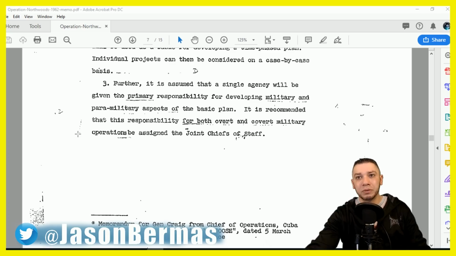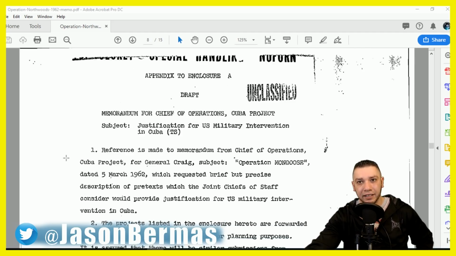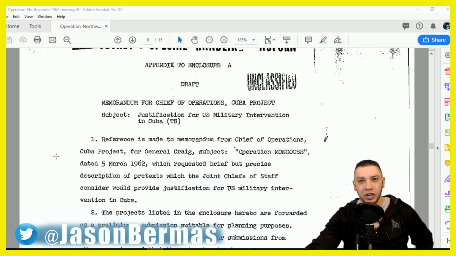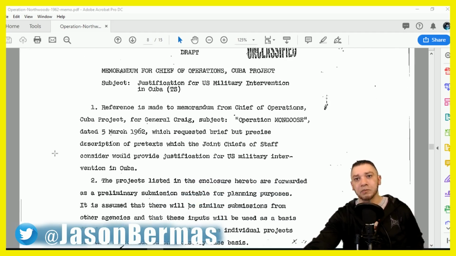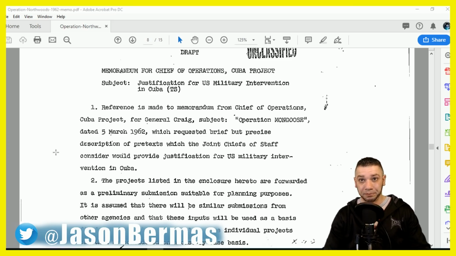Further, it is assumed that the single agency will be given the primary responsibility for developing military and paramilitary aspects of the basic plan. We read this earlier. It is recommended that the responsibility for both covert and overt operations be assigned to the Joint Chiefs of Staff. Again, back to the Joint Chiefs of Staff. They're the ones handling this. Top of the military food chain. So here we go. Operation Mongoose, by the way, which we're about to get into, is absolutely notorious.